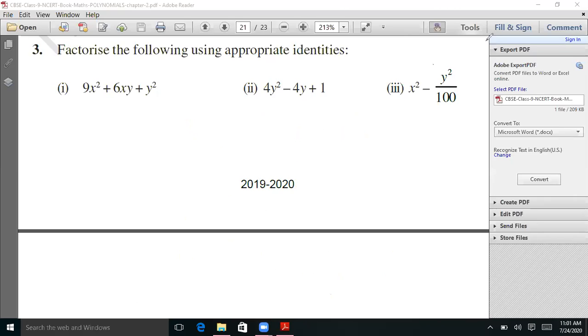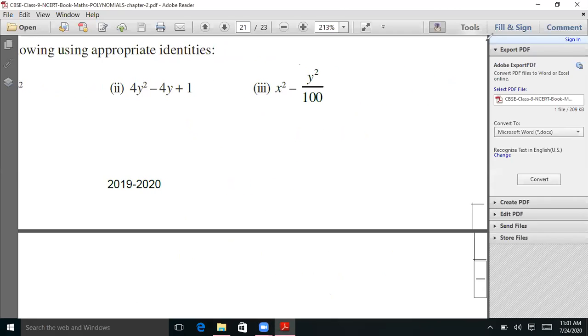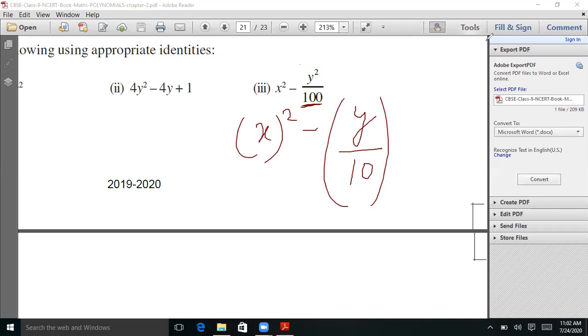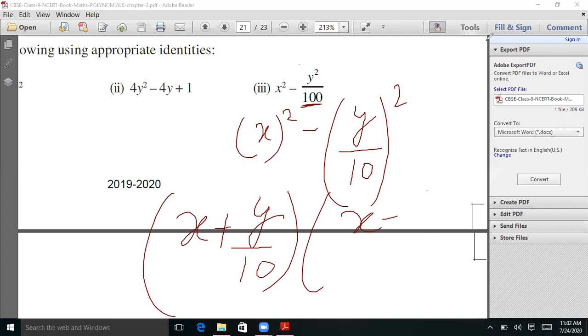Then next, x square minus y square upon 100. What we can do here, x square minus y square is there, but 100. We can write down 100 as 10 square. So we can write it as x square minus y upon 10 whole square. Right? Now we'll use here the third identity. What does the third identity say? a plus b into a minus b. It's so simple. Right?